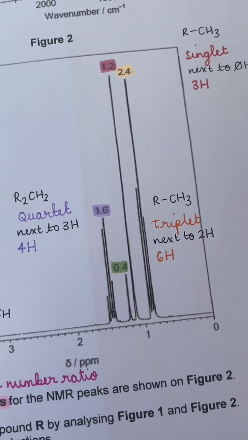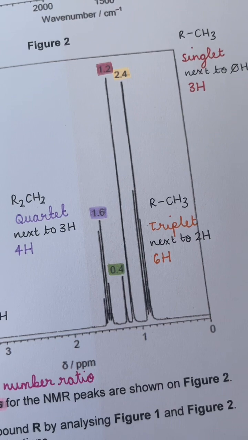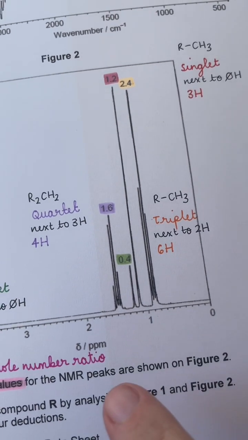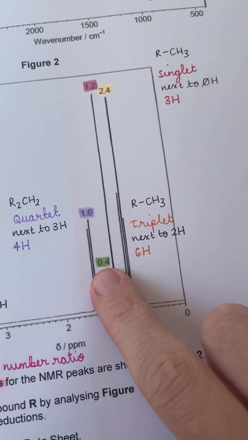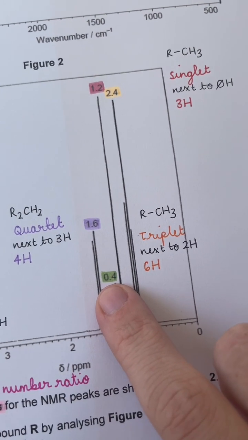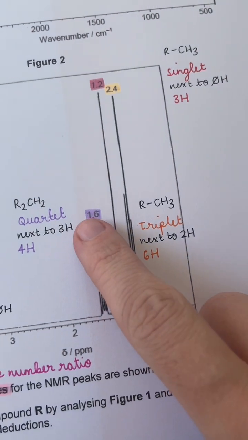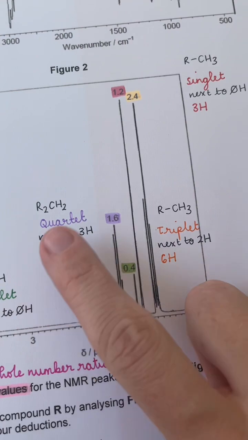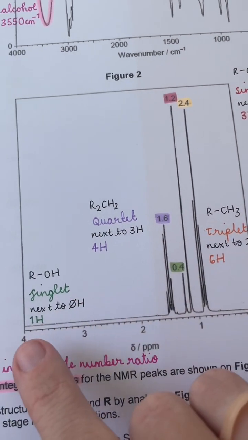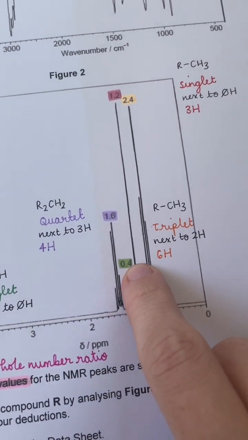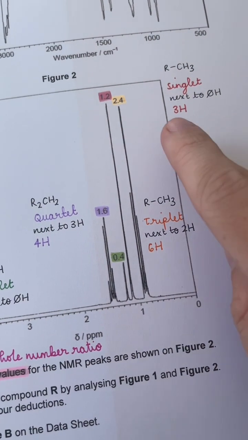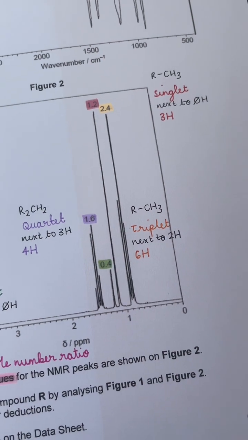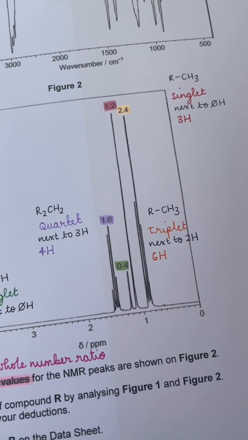So what I did was I recognised that all of these numbers, or rather the bigger three numbers, are multiples of 0.4. So I worked out how many 0.4s went into each of the bigger numbers. So 4 for the 1.6, and then obviously 1 in itself as 0.4, and then 3 into 1.2 and 6 into 2.4. And that is my whole number integration values.